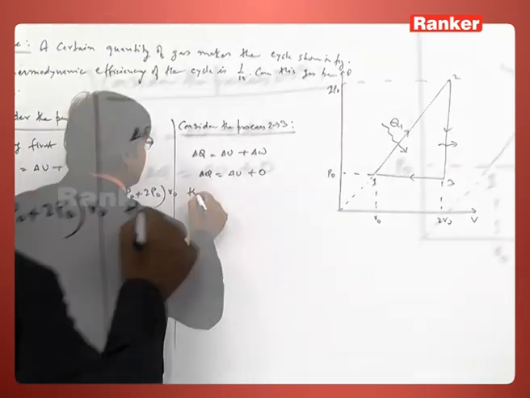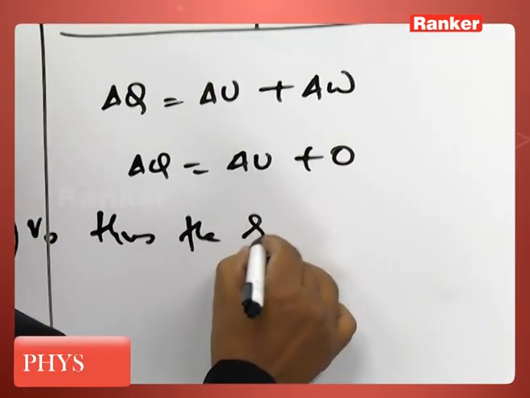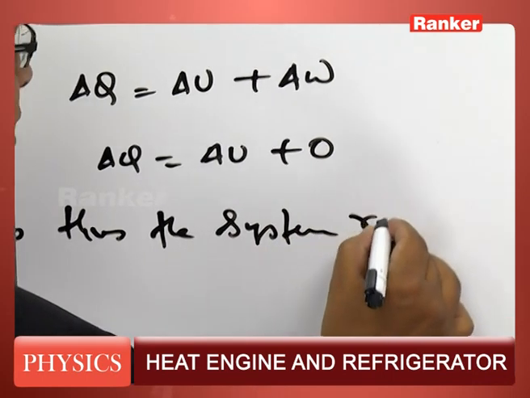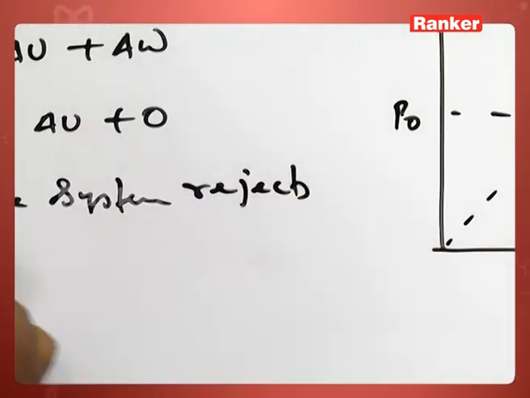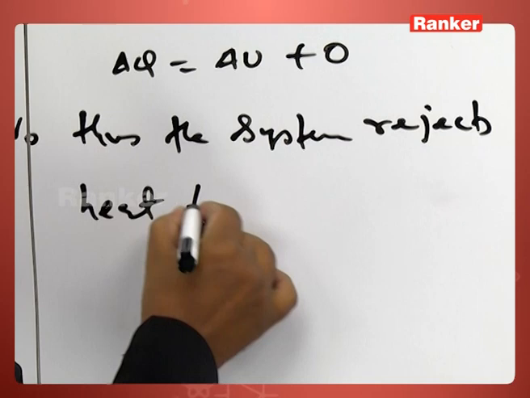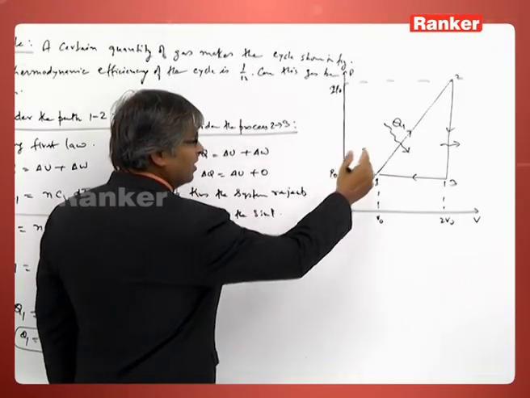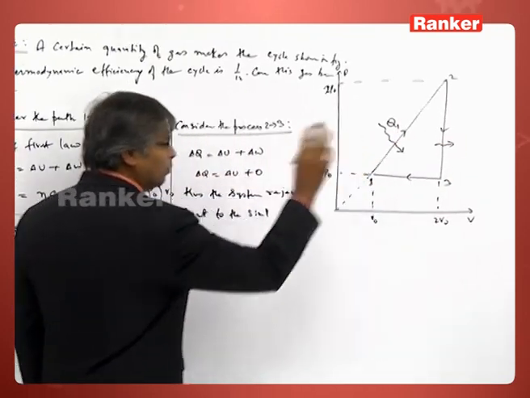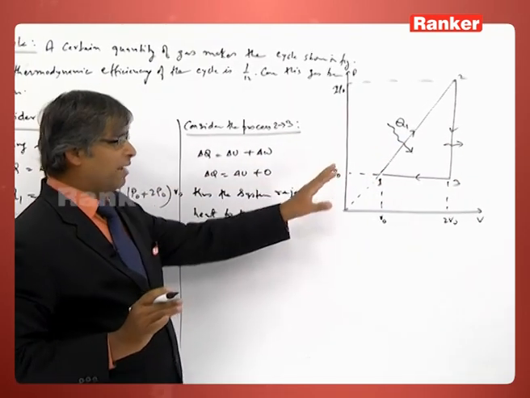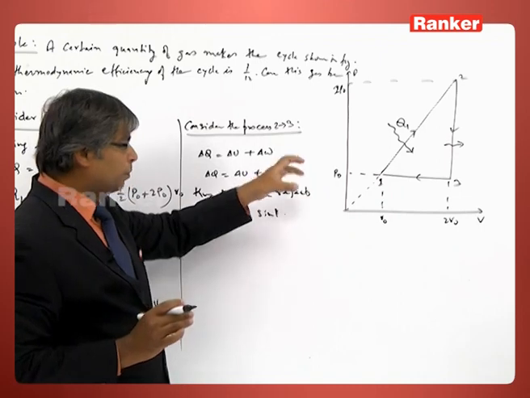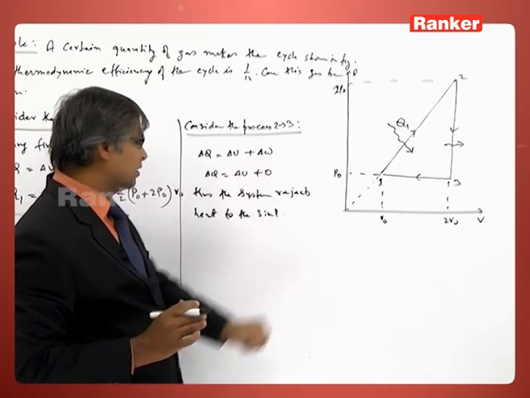Thus the system rejects heat to the sink. So in this process, the energy goes out. So we need not pay for whatever is going out. We should pay only for whatever we are using.